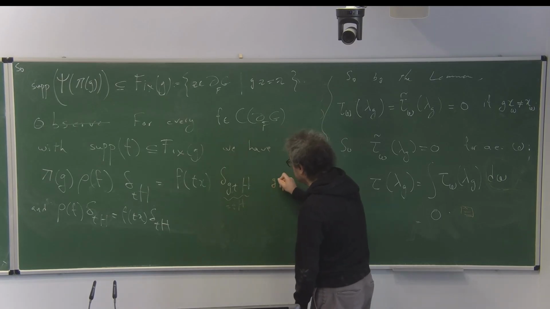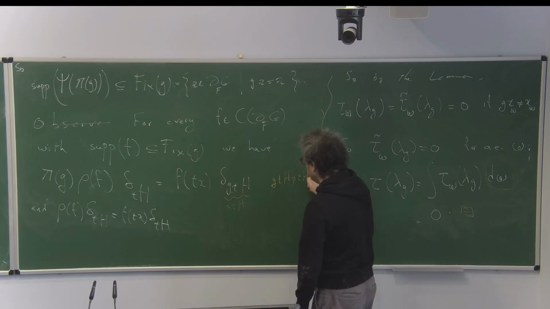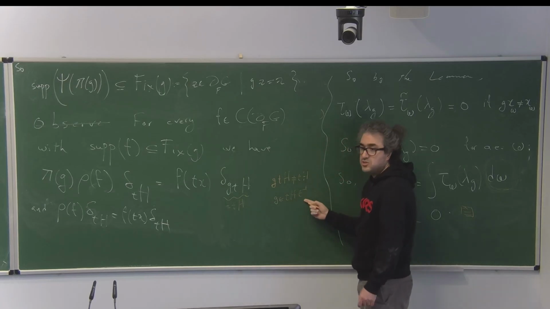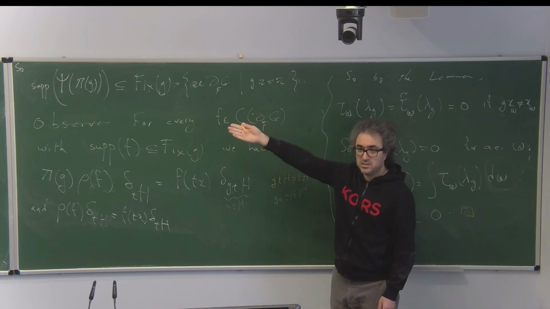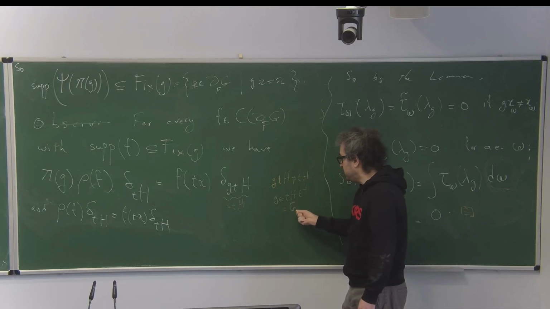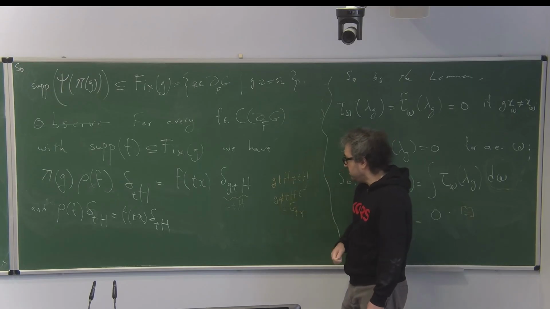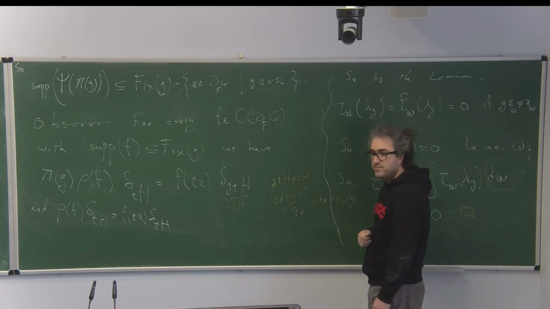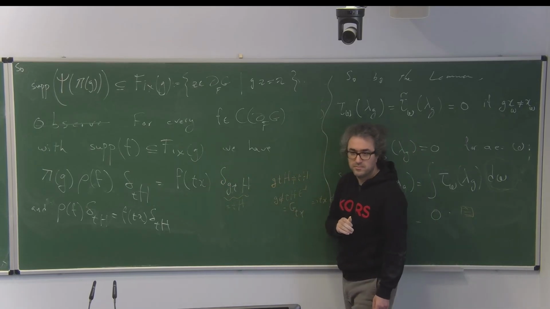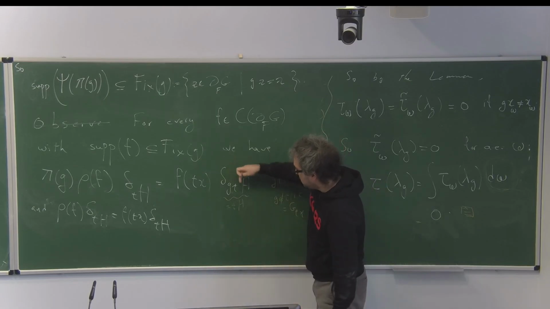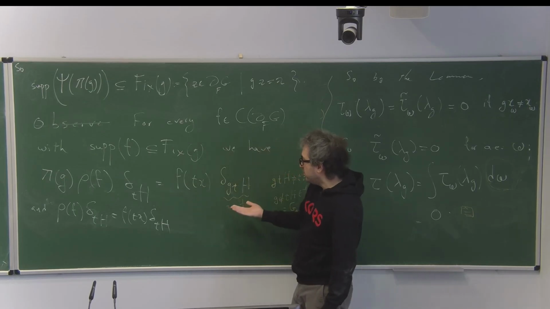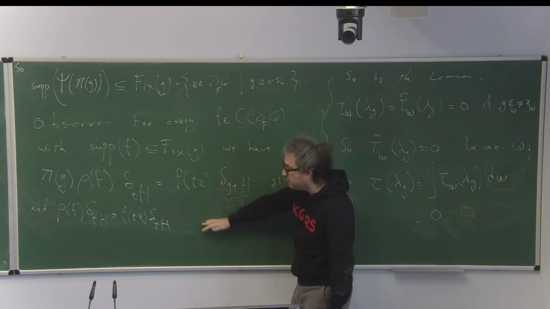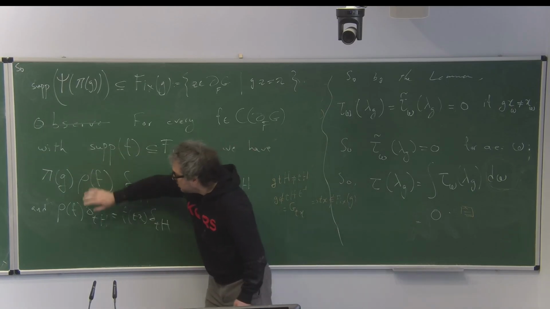If gth is not equal to th, this means that g does not belong to tHt inverse. But what is tHt inverse? H was the stabilizer of the point x, so this will be the stabilizer of the point tx. So g not being in here means tx is not fixed by g, so f will kill it. So either gth is th and these two are the same, or gth is not th and both are 0. Either case, this equals that.